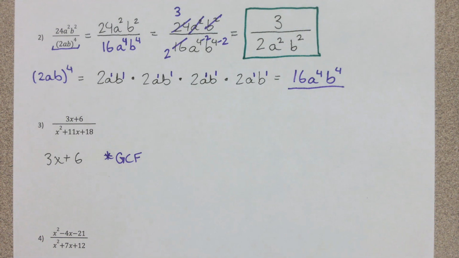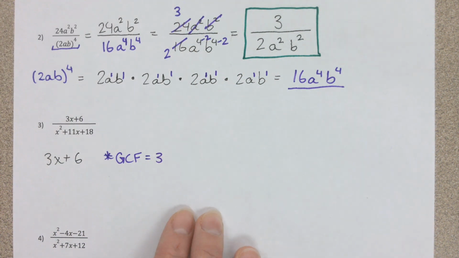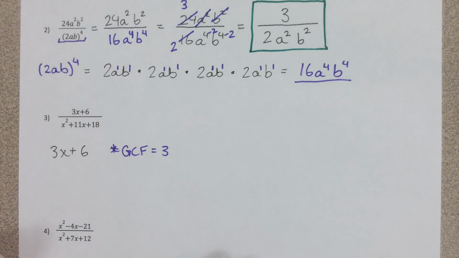Every time you have factoring, look for the GCF. Most of the time there won't be one, but when there is one, if you don't pull it out, obviously it's going to be wrong. 3x and 6, what do they both have in common? What is it? Not 2. 3. The GCF is 3. Always look for a GCF. So let's take the GCF out.